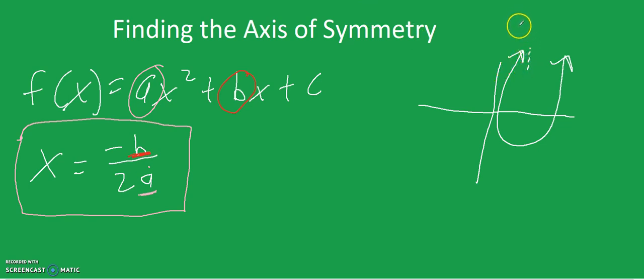Oh, I don't want to use white. I want to use a different color. Let's use pink again. My axis of symmetry comes through right here, right? I can see if I reflect this over this line, I get this side.